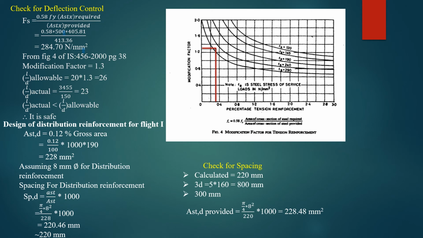As we calculated the main reinforcement for flight one, let us calculate the distribution reinforcement for flight one. As per the IS code, the area of steel of the distribution reinforcement will always be 0.12% of the gross area.